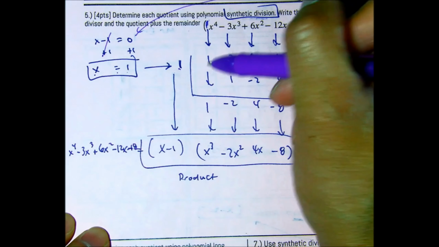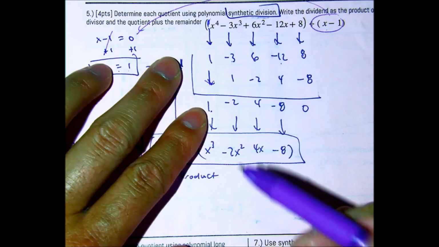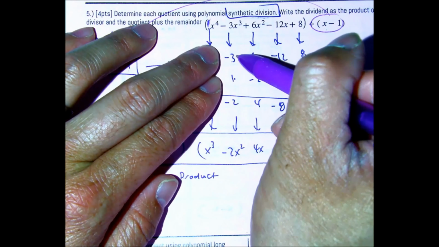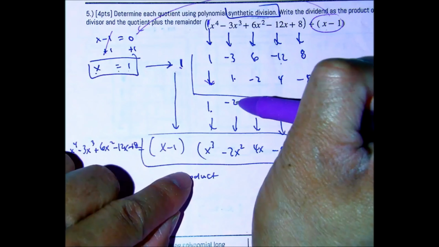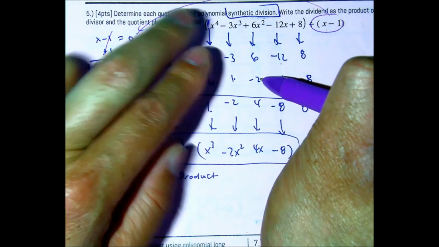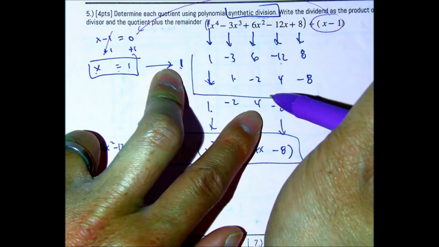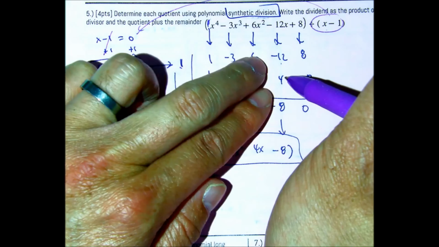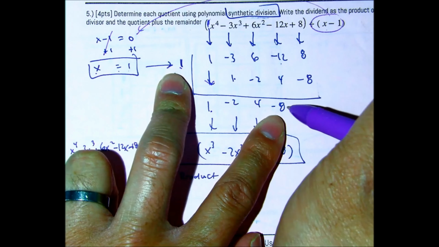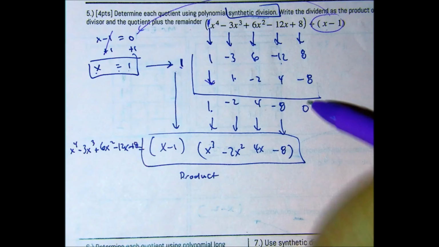To do synthetic division, you're going to bring it down. There's your 1. Then you're going to multiply. And then you're going to add. Negative 3 plus 1 is negative 2. Multiply. You have negative 2 here. 6 minus 2 gives you a 4. 1 times 4 is 4. Negative 12 plus 4 is negative 8. And 1 times negative 8 is negative 8. 8 plus negative 8, or 8 minus 8, is 0.